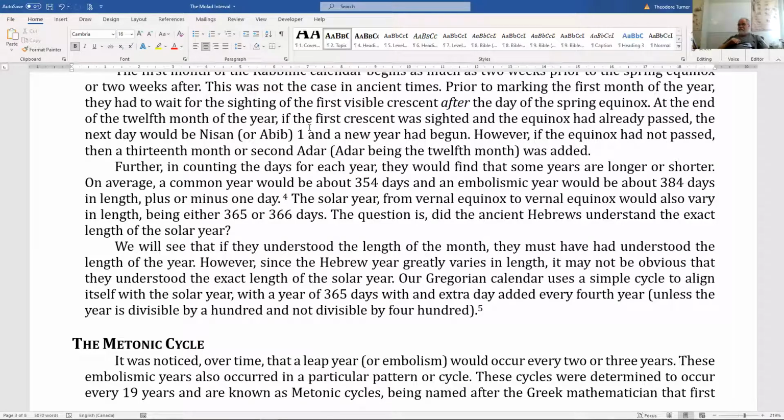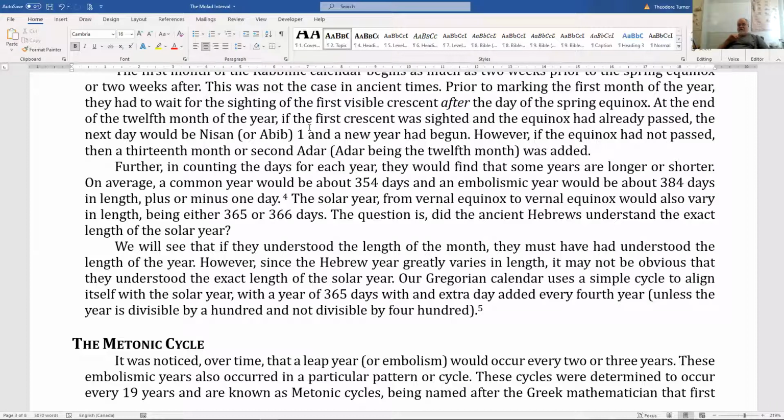the solar year from vernal equinox to vernal equinox can vary, right? So if they counted over enough years, they could figure out what the average year is. But the question is, did the ancient Hebrews understand the exact length of the solar year? We will see that if they understood the length of the month, then they must have understood the length of the year. However, since the Hebrew year greatly varies in length, it may not be obvious that they understood the exact length of the solar year.